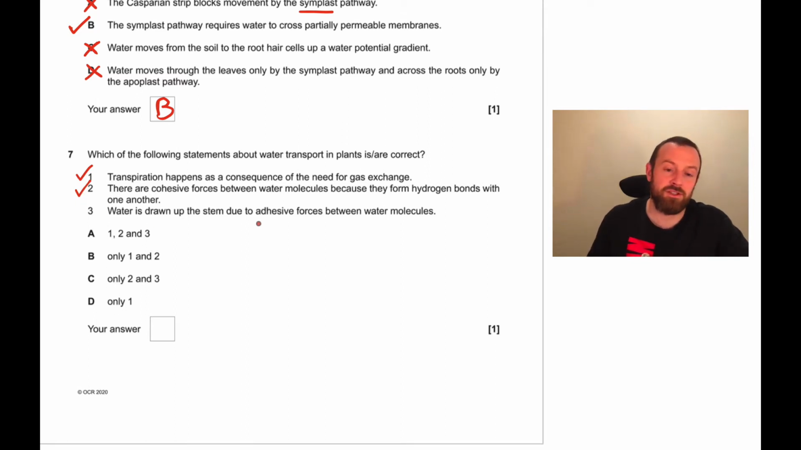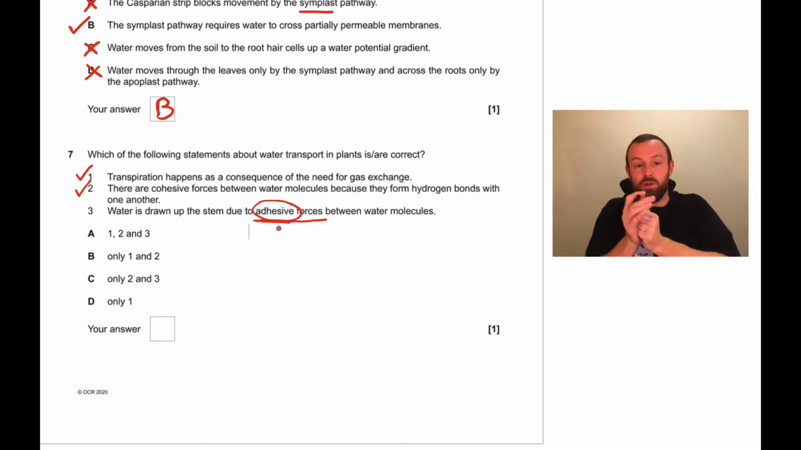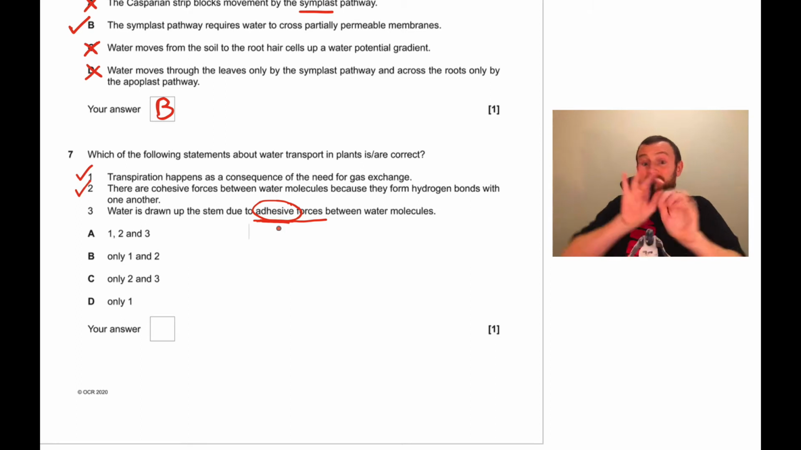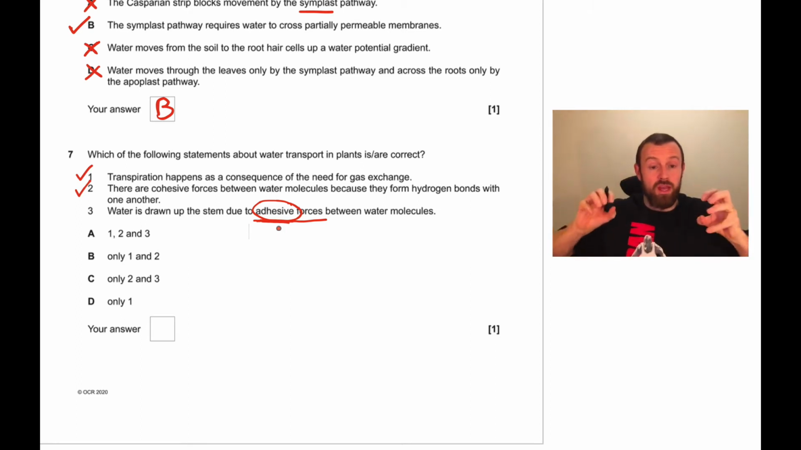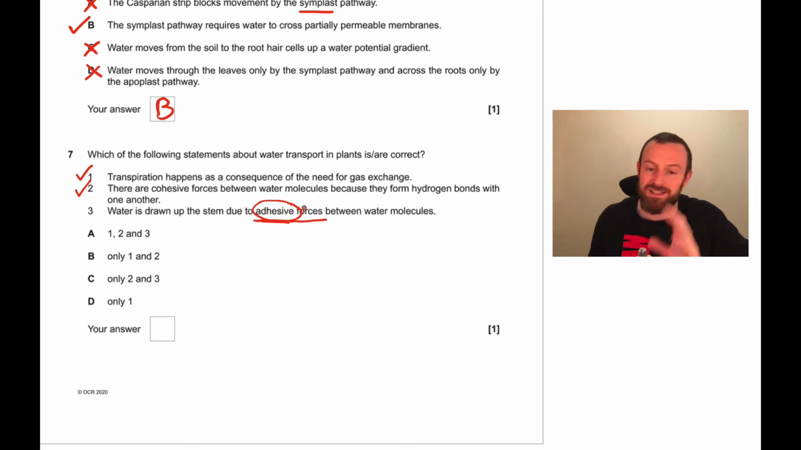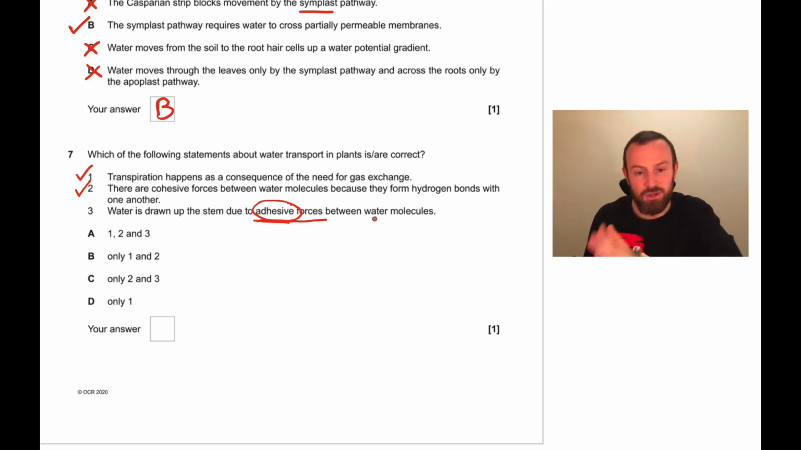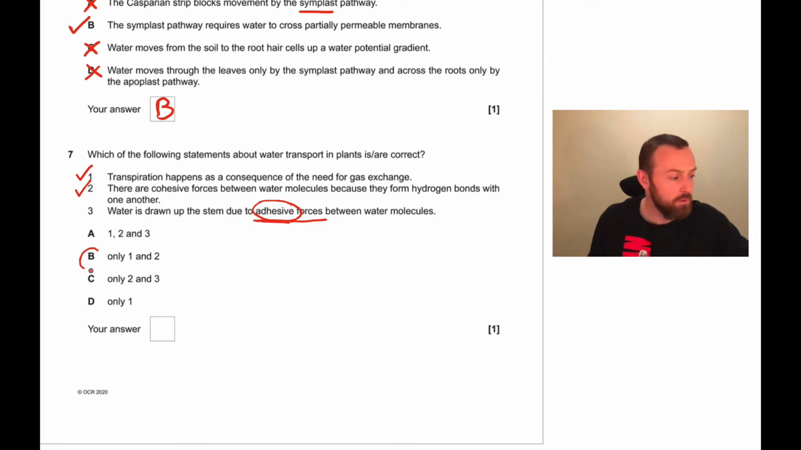3, water is drawn up the stem. I haven't done one of these for a while. I've forgotten how horrible these papers are. So this is wrong because adhesion is the stickiness of water molecules to the actual sides of the xylem vessel. Cohesion is between water molecules together. Adhesion between the water molecules, no, so that's not right. So the answer is only 1 and 2. Picky. You've got to be really on it with your vocabulary.